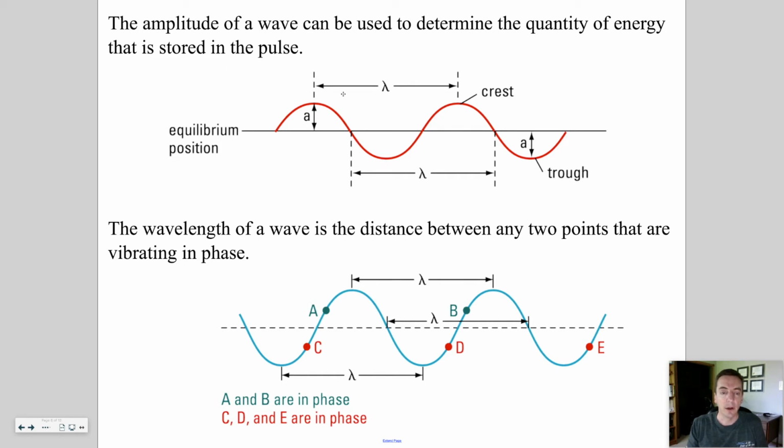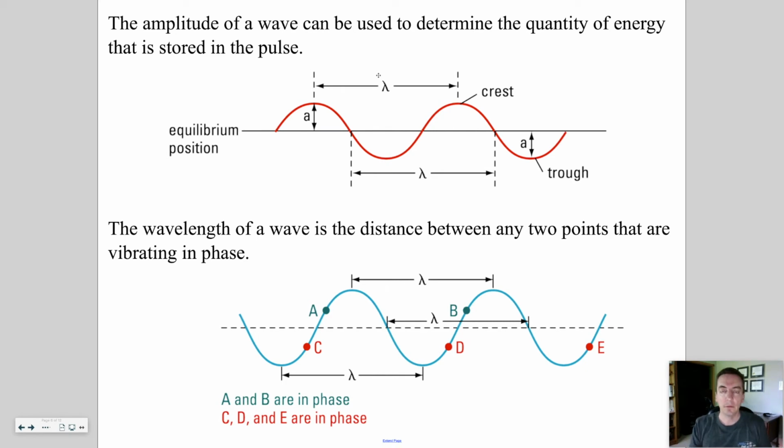Here we've got a symbol that we haven't seen before. This is a Greek letter, the Greek letter lambda, and it is the symbol for wavelength. The wavelength of a wave is the distance between any two points that are vibrating what we call in phase. So in phase means that they're doing the same thing at the same time. So right now my fingers or my hands are vibrating up and down, and they are in phase.